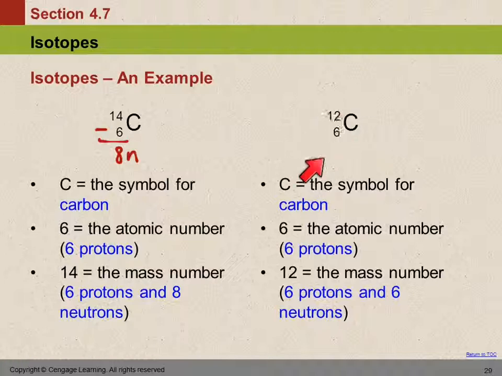In this one over here, the element symbol is the same, the atomic number is the same, because it's a different isotope of the same element, but here the mass number is 12. 12 minus 6 is 6. So this one has 6 neutrons, and this one has 8 neutrons. These are both carbon atoms, but they're not exactly the same. They're going to act almost exactly the same. Any questions?